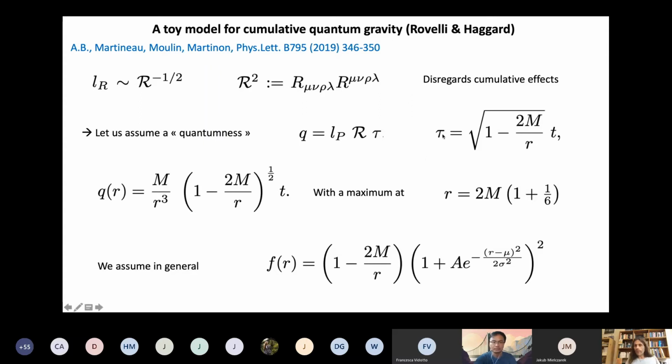The proper time is trivially related to the Schwarzschild time, and therefore this quantumness can be explicitly calculated. And the reason why it is interesting, or at least appealing, is that when you evaluate the maximum of this function, it is outside the horizon. You see that the maximum is reached at r equals the Schwarzschild radius times something which is greater than 1. So this is why this line of thought is interesting, because it means that when taking into account the time integration of possible quantum gravity effects, something might show up outside the horizon.